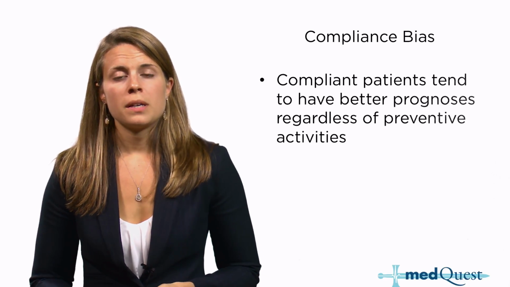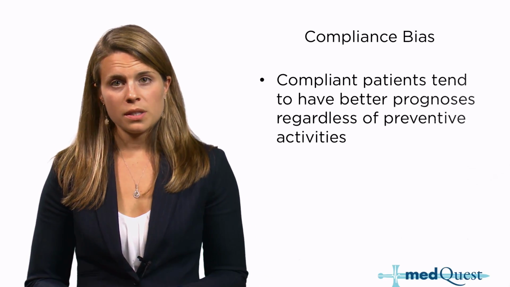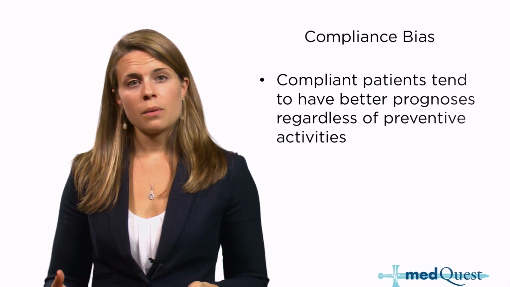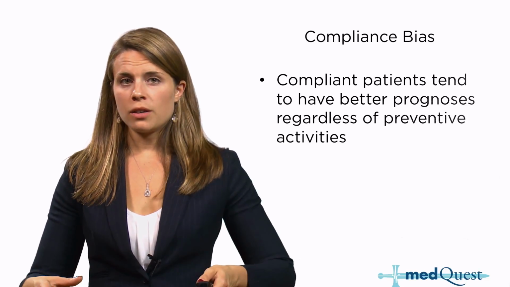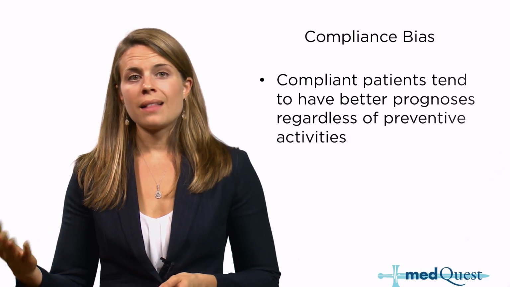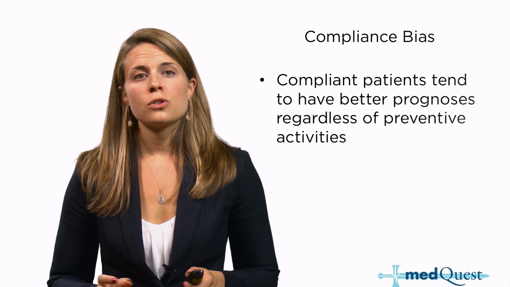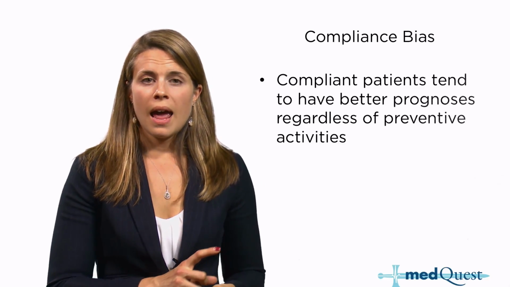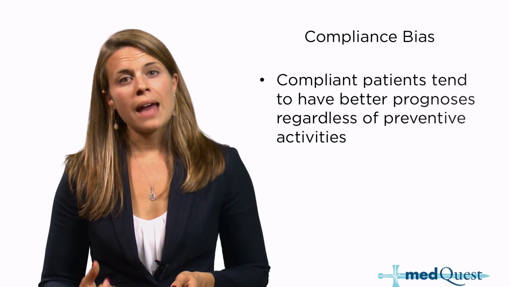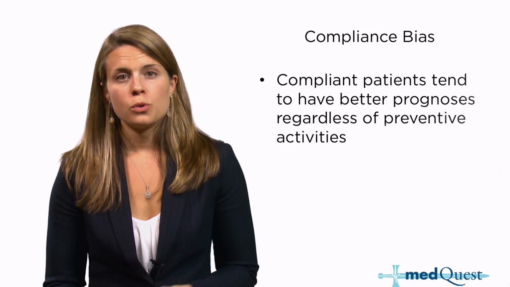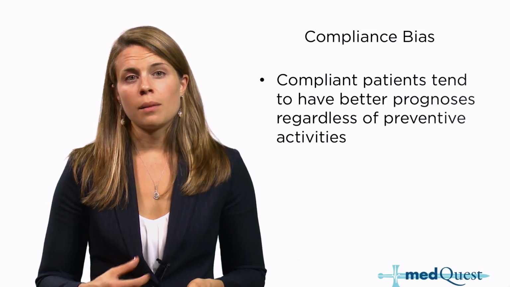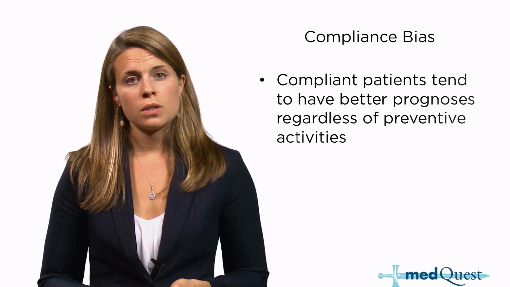Compliance bias occurs because compliant patients tend to have better prognoses regardless of their preventative activities. So this is really interesting because there was a study that was conducted that gave all patients a placebo pill, and they compared the patients who had reported taking the pill at least 75% of the time to the patients who took it 25% of the time or less. And they found that the patients who took it at least 75% of the time had an improved survival over those who took it 25% or less. And remember, this was just a placebo intervention. So this shows that there is an element of compliance bias that may come into play in certain research studies.